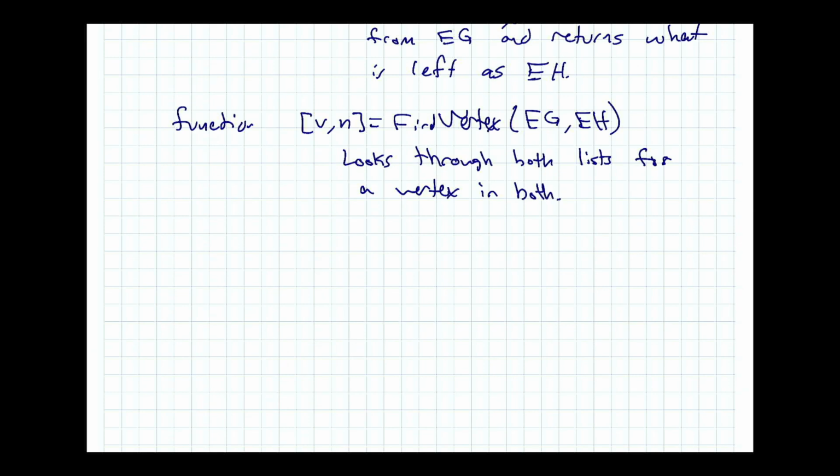So it calls it V. The vertex is returned as V. And what's the N? Well, the N is going to be the position in G where you found it.